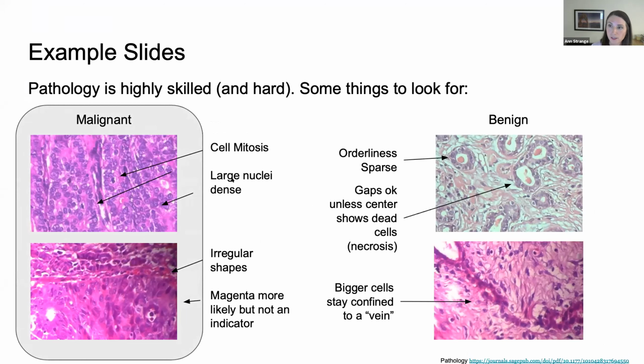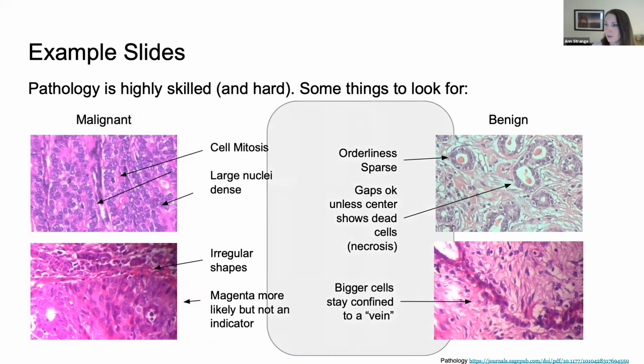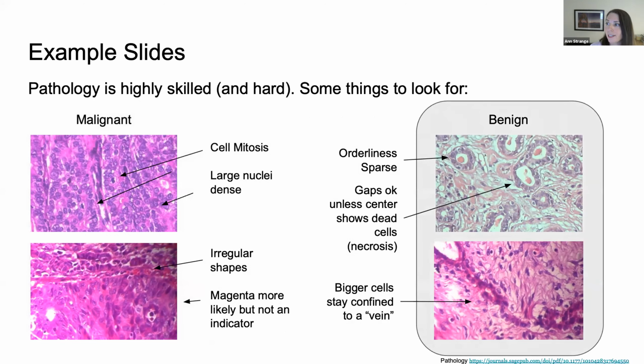We have some examples on the left of malignant slides, and without being a pathologist, I can tell you that these large nuclei are an indicator of malignancy, as well as the density and the cell division going on here. We also have irregular and aggressive shapes. The cells are not sticking to their tissue types, as we could see over here in the benign examples. There are lumps, but they're orderly, more sparse. And if we see some aggressive looking cells, they're sticking to their tissue type. This might be a duct right here.